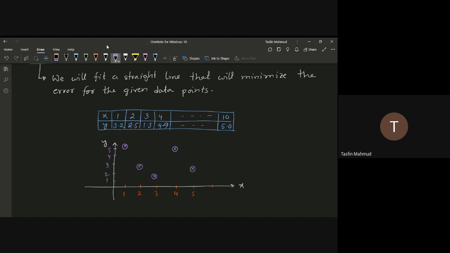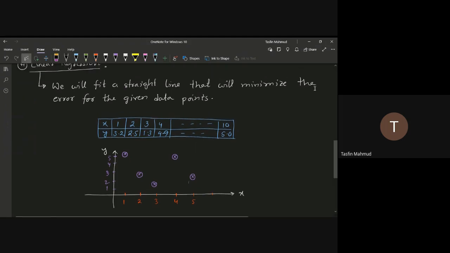So now what we have to do is that we have to fit a straight line. As we are discussing about linear regression, we have to fit a straight line that will minimize the error for these given data points. So our straight line might go in this way. Like we may consider a straight line that may go in this way.